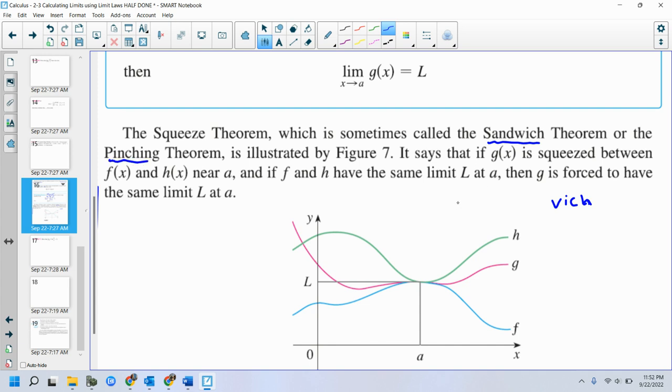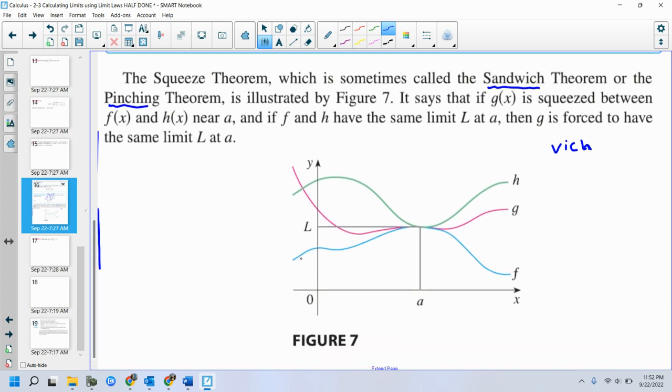I don't know. But this is what it looks like in terms of the graph. You've got f of x under. This is the under.